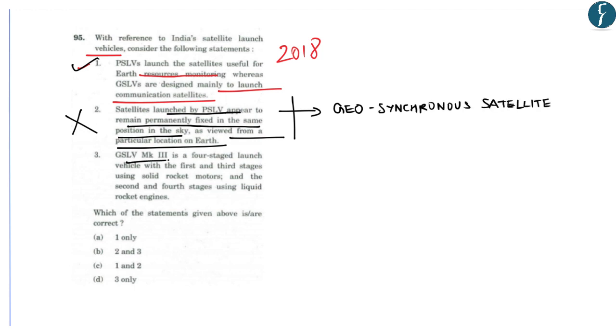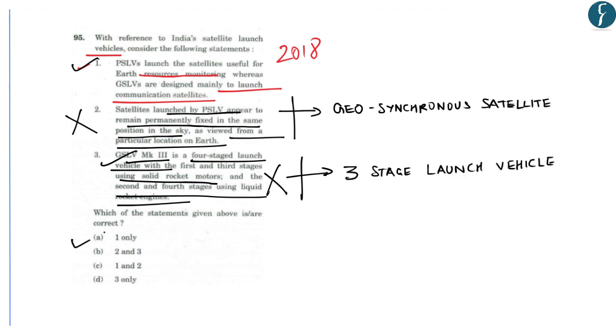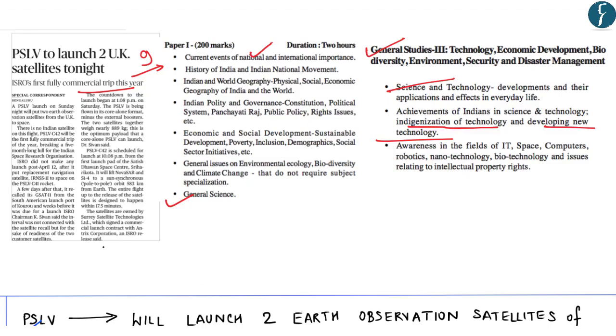Further, GSLV Mark III is a 4-stage launch vehicle with the first and third stages using solid rocket motors and the second and fourth stages using liquid rocket engines. No, this statement is incorrect. GSLV Mark III is a 3-stage launch vehicle. So in this, A is the correct answer. So we see that this news on PSLV becomes extremely important to understand as questions have been asked by UPSC in the prelims examination. With this, let's move on to the next news.